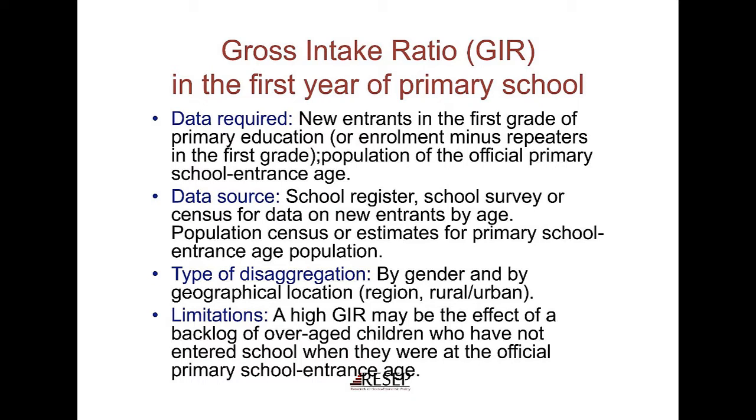Limitations could be that a GIR doesn't necessarily tell you anything. It could be artificially high because students go to school later than the official primary school entrance age. So gross intake or gross ratios are not necessarily so useful. We find we are more interested in the net ones.